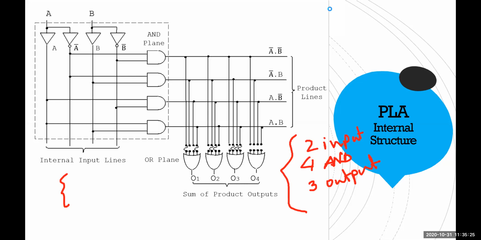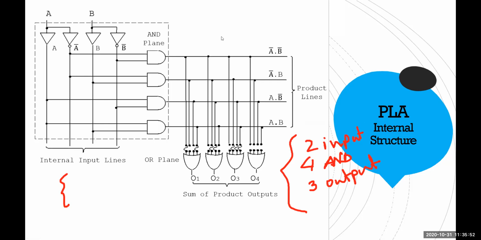Here we have chosen a PLA that has at least 2 inputs. So A and B, fine. At least 4 AND gates. So here you have 4: 1, 2, 3, 4. Okay, fine. If there were 5, 6, 7, 8, no problem. But if there were 3, it could have been a problem. But now we have 4. It's okay. We need at least 3 outputs. So we have 4. It's fine.